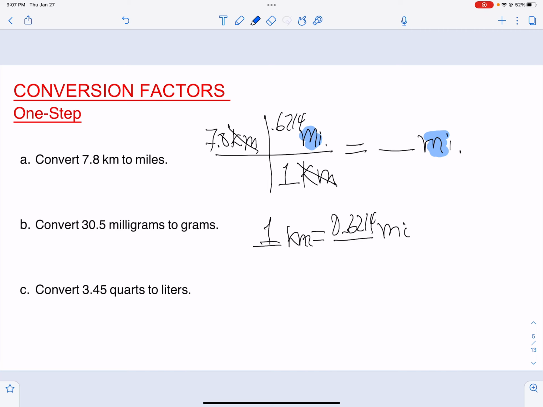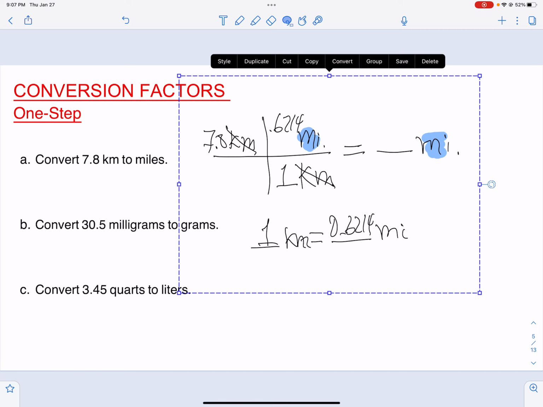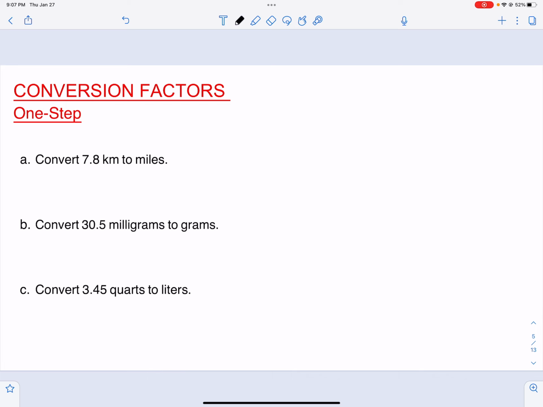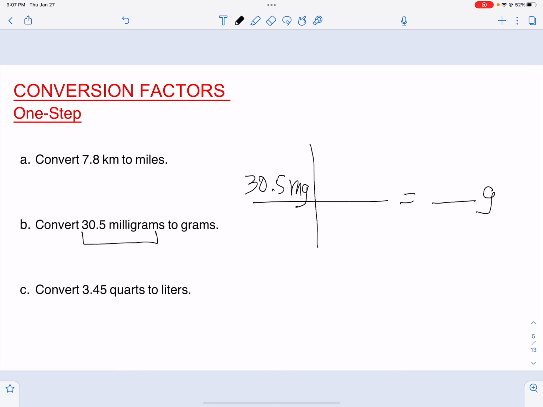What about the second one? The second one, we're still dealing with one step. So having 30.5 milligrams, can I find the grams? So this is given. This is what I'm looking for. So I do not want the milligrams, so I'm going to put it at the bottom so I can cancel it. What I want is the grams.